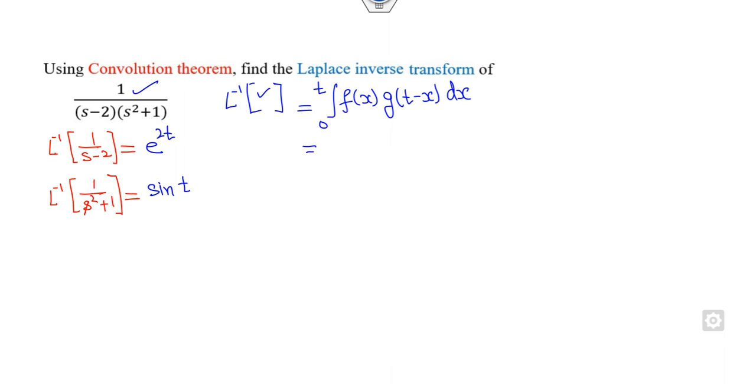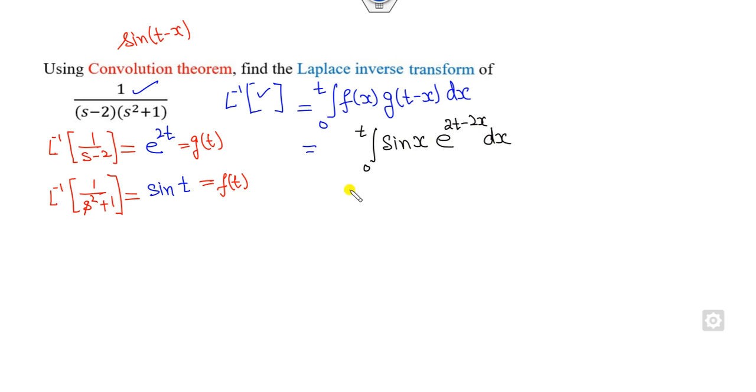Now you can choose any one as g and any one as f. Now you can see it's t minus x. If I choose this as my g, then it will be t minus x, and then you have to open this. So the better way is I choose this as my f of t and this as my g of t, so that my calculation becomes easier. So f is sine of x, and e raised to power 2t minus 2x. So e raised to power 2t I can take as common, then e raised to power minus 2x sine x dx. Now you can solve this by integration by parts.